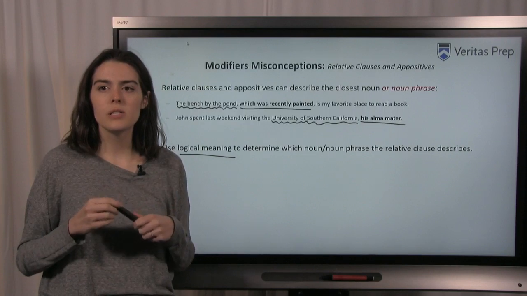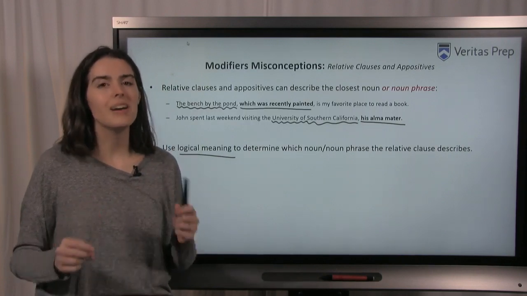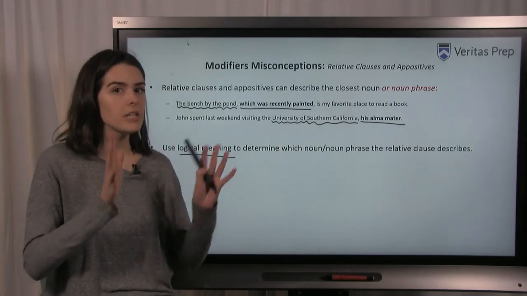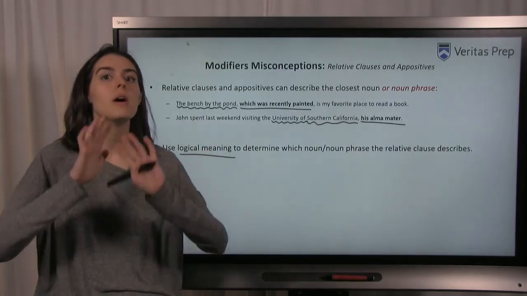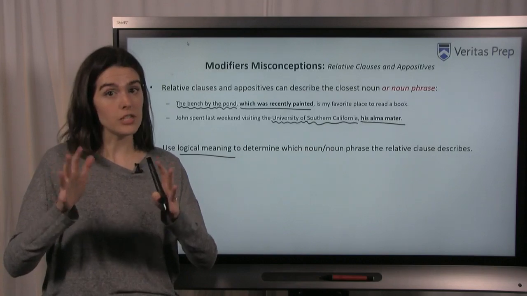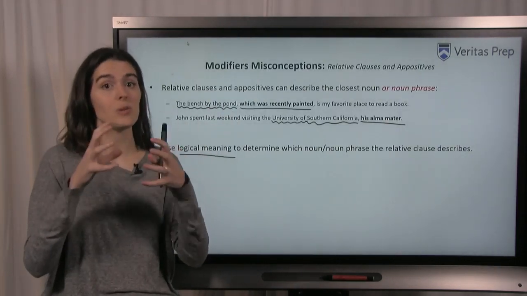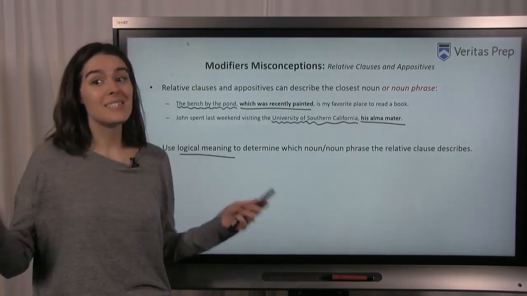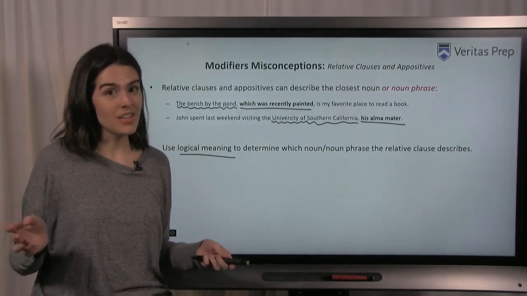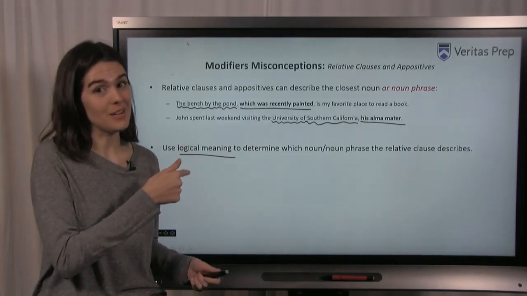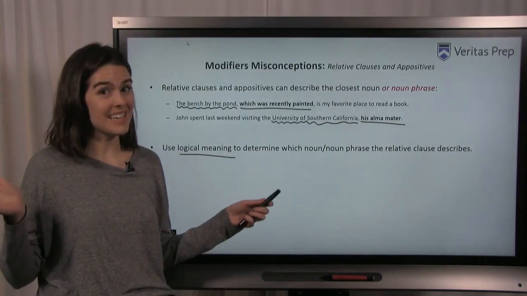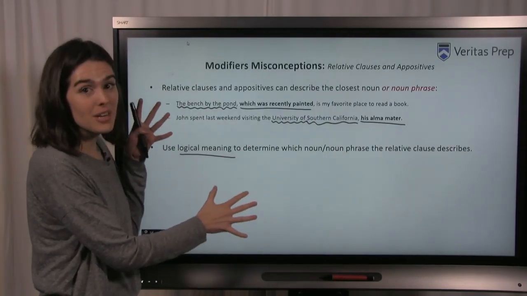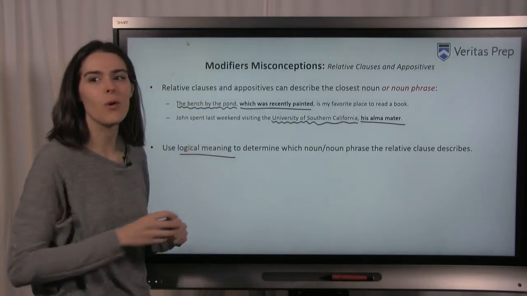If the sentence was "the bench which was painted by the pond," that's getting a little hairy. We typically don't like to separate our subjects from prepositional phrases. Usually subjects and prepositional phrases we like to be as close as possible. Yeah, so many exceptions, a lot like organic chemistry. Personally, I like this better than organic chemistry, and I studied science in school, but there's a lot less to memorize here. There's really like these big four.